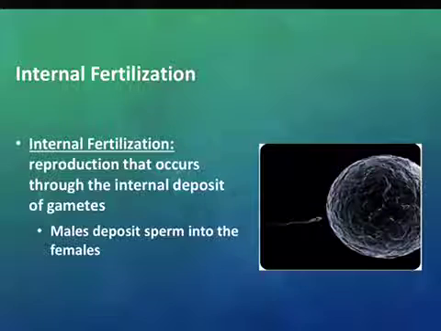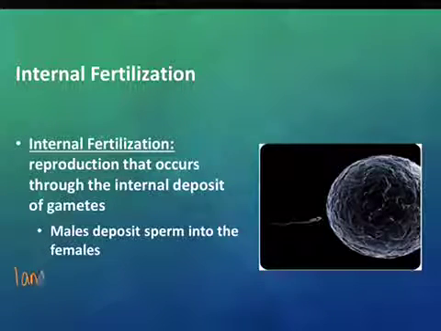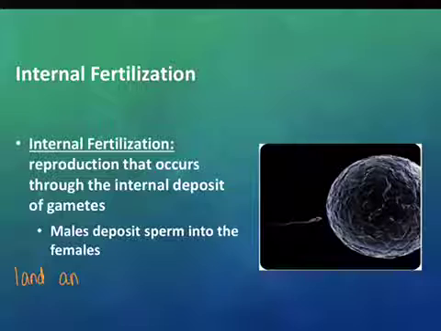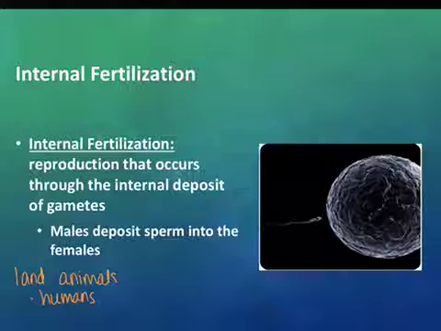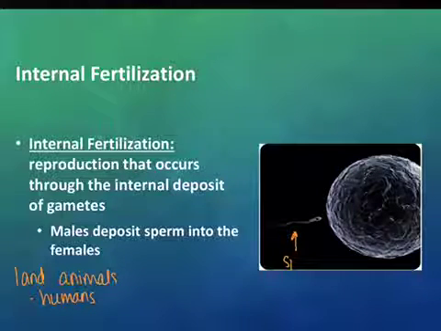Internal fertilization is reproduction that occurs through the internal deposit of gametes, and that means that the males will deposit the sperm directly into the female. This is how most land animals reproduce, including humans. So again, we have your sperm and the egg. In this picture, it's pretty easy to see that there's quite a big size difference between the sperm and the egg. And so it can take multiple sperm in order to get into that egg.